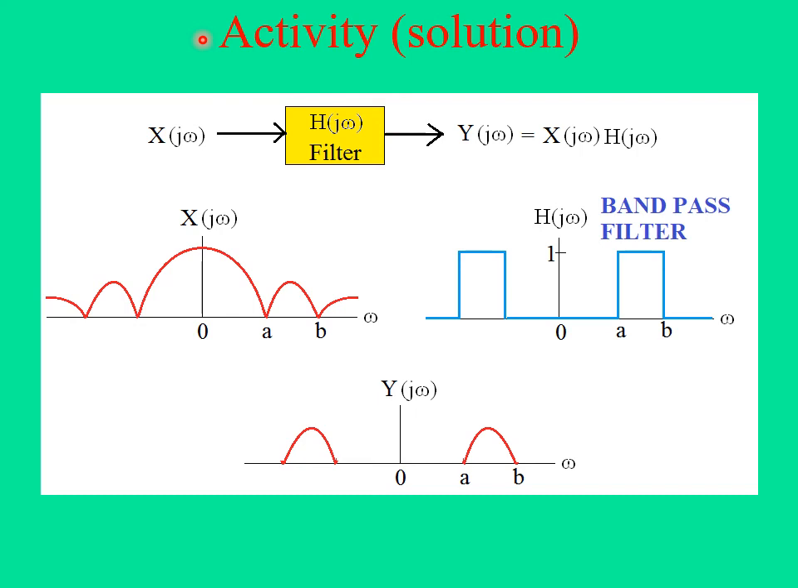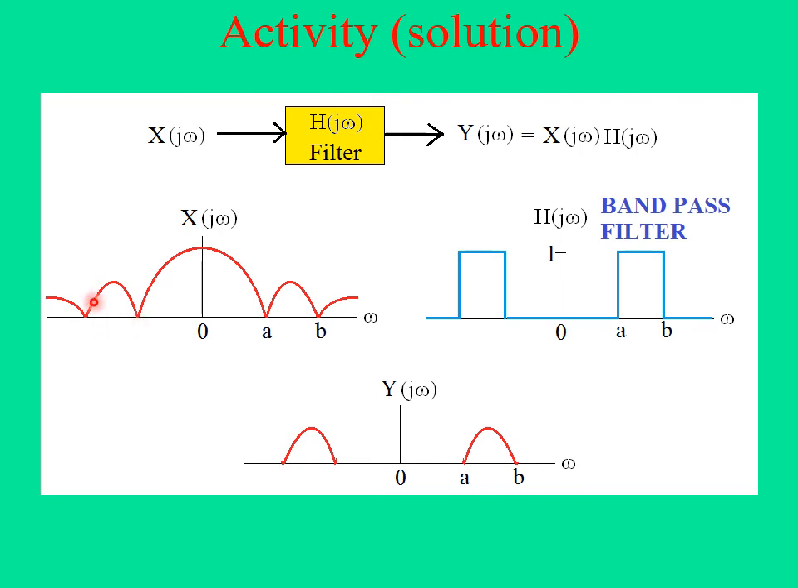So here are the solutions to the activity. The first thing it asked was, what type of filter is this? Well, by looking at the frequency response of the filter, we can see this is a band pass filter. Obviously, the pass band is between the frequencies A and B, because the filter is just going to multiply the input by 1. In other words, it's going to perfectly pass any frequency between A and B, but it's going to block any other frequencies. For frequencies less than A or greater than B, notice the filter has a frequency response of 0, which means it will block those frequencies.